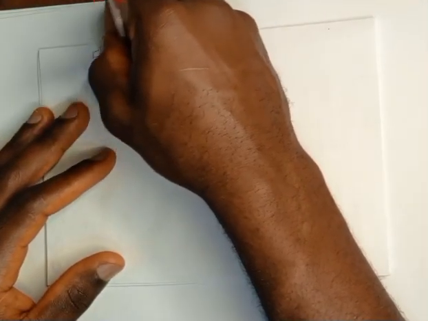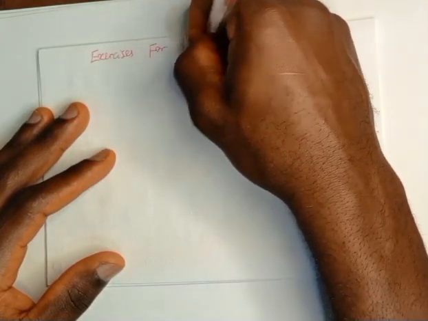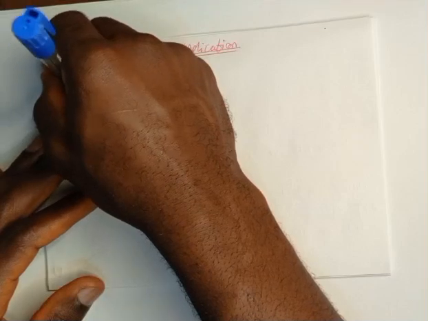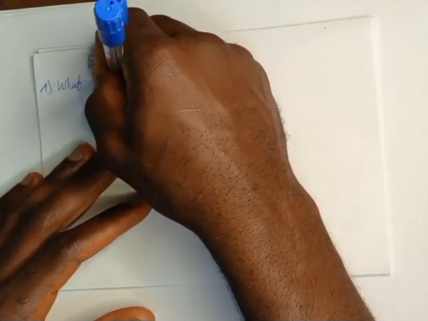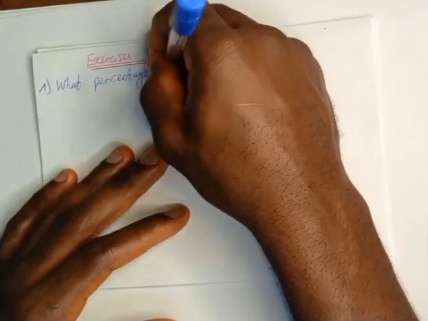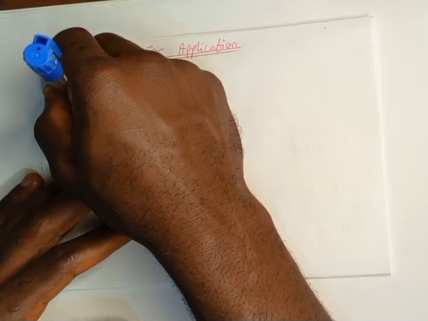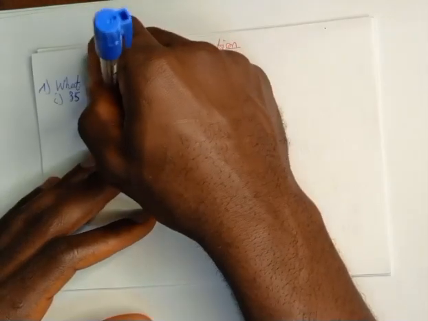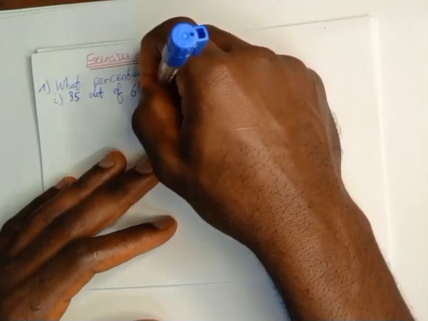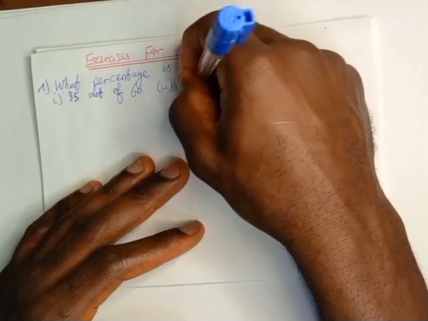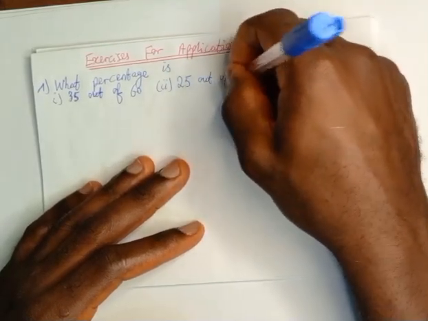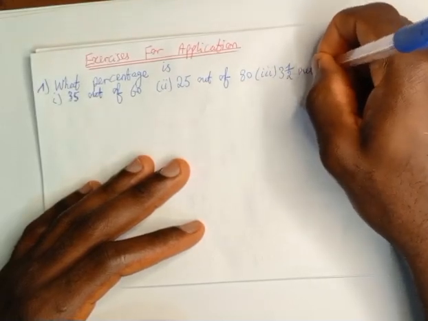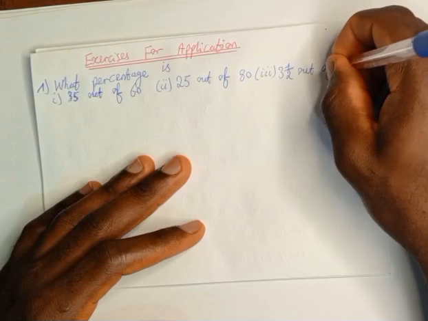Exercises for application. Question 1. What percentage is: 1i, 35 out of 60; 2i, we have 25 out of 80; 3i, we have 3.5 out of 60. We need a question mark.